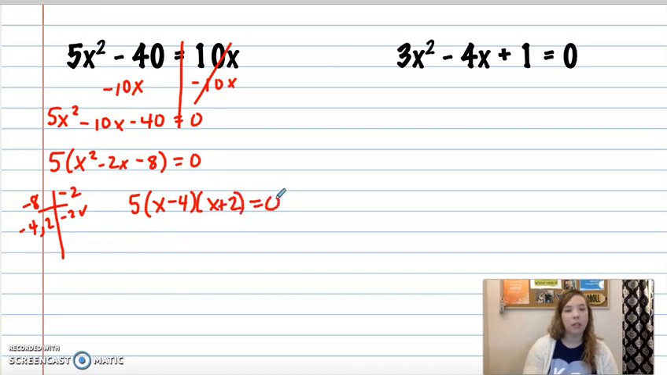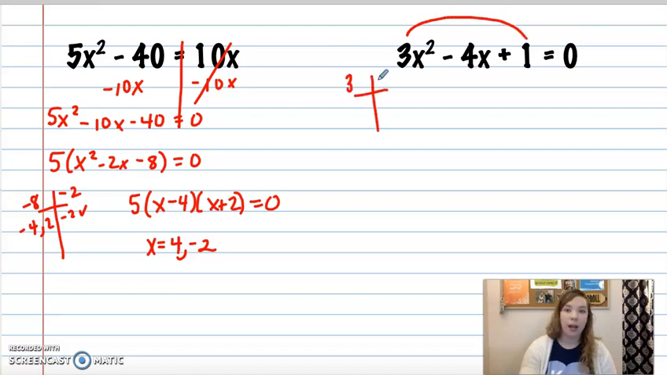So now that this is fully factored, I can figure out what x should be. So to make this piece 0, x would be 4, and to make this piece 0, x would be negative 2. So there's my 2 solutions. This is an example of where I can't take a GCF out and I still have a leading coefficient larger than 1, so we'll have to use the longer way of factoring, where I'm going to want factors of 3 that add to be negative 4, which should be negative 3 and negative 1.